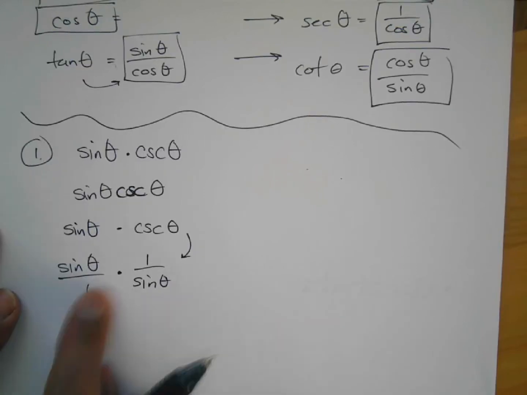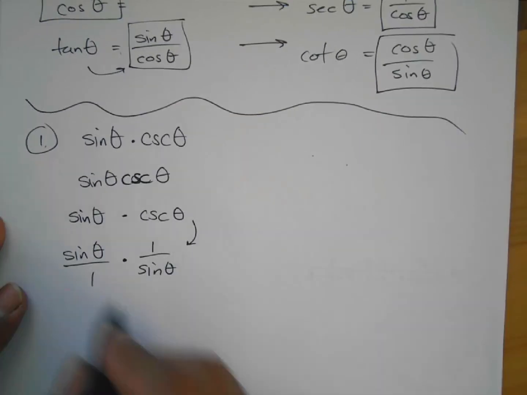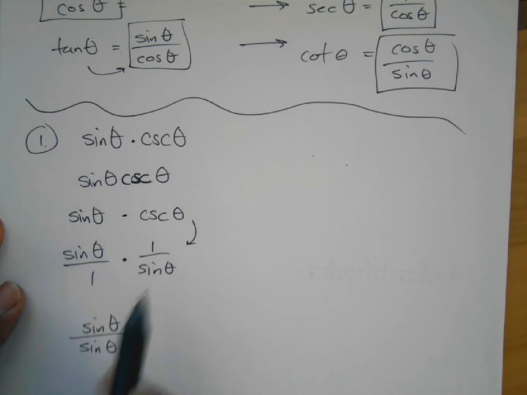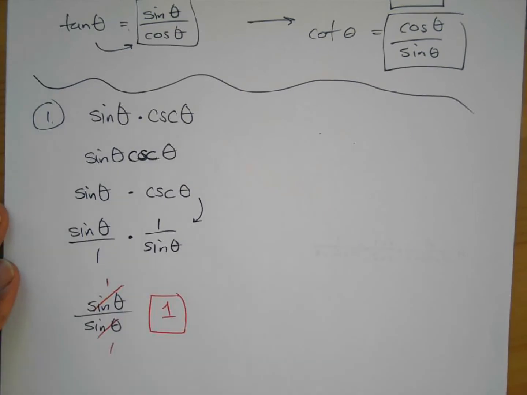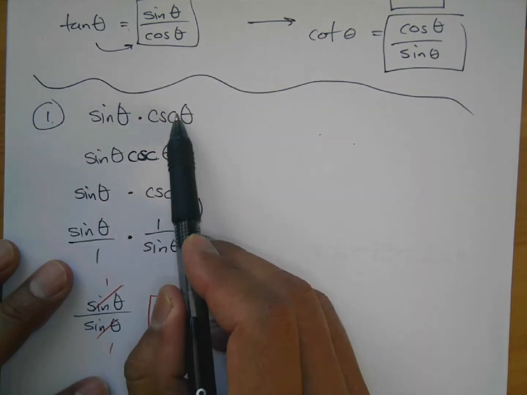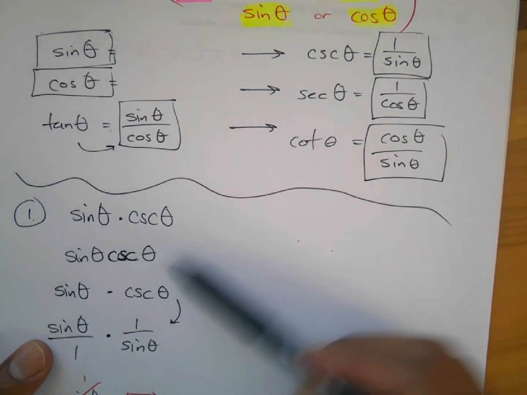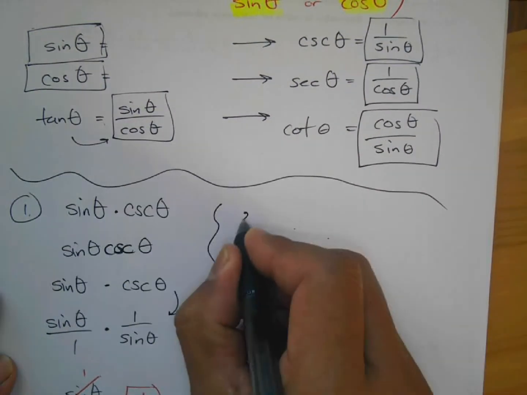And here we go. Now you're eventually going to be left with a fraction times a fraction. Sine times 1 is sine over sine, or you can just see here that they cancel. The answer is 1. So your job is to use these identities. If it's already a sine or a cosine, leave it. If it's not a sine or a cosine, you've got to use one of these identities and change it. In this one, we changed the cosecant to 1 over sine.